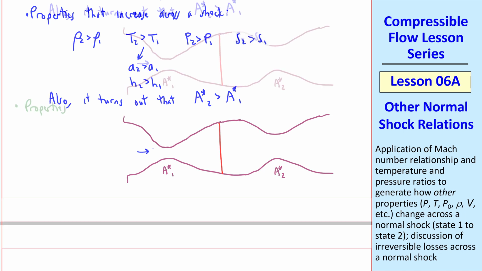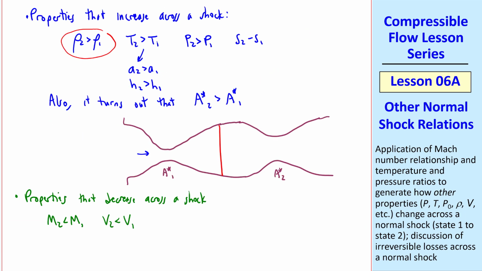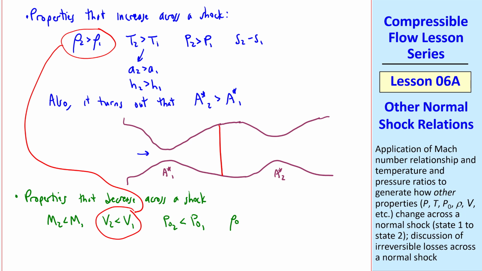Finally, consider properties that decrease across a shock. We know that Mach number must go from supersonic to subsonic, so M2 is less than M1. Speed V2 is also less than speed V1. This is a direct result. Since density increases across a shock, speed must decrease, since ρ1 V1 is equal to ρ2 V2. They're inversely related. As I showed in our example at Mach number 2.6, p02 is less than p01, and it turns out that ρ02 is also less than ρ01.